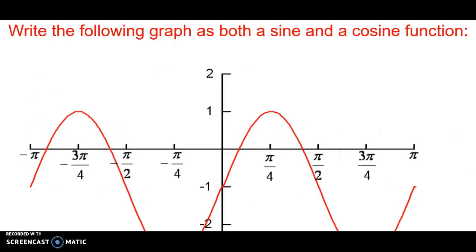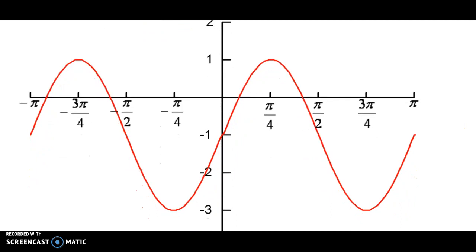All right, next example. This one's slightly different and a little bit different of thinking, but honestly, it's ultimately the same thing. It says, write the following graph as both a sine and cosine function. Whoa, both at the same time. That's crazy. Okay, but you can do this. I have faith in you, have faith in yourself.